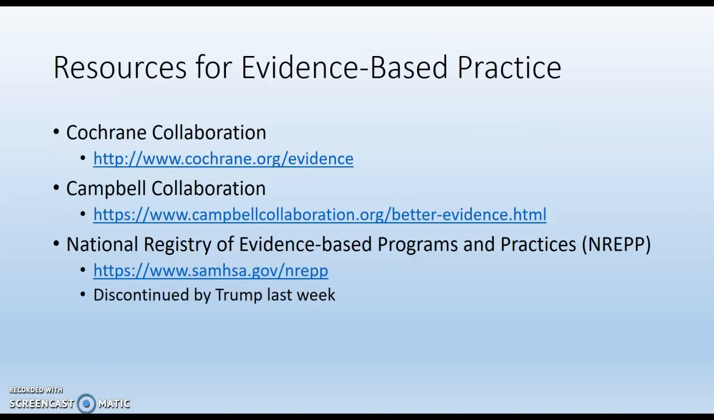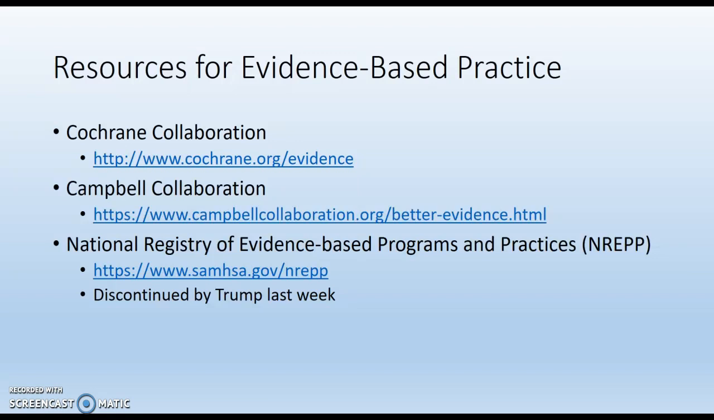Some good resources for evidence-based practice include the Cochrane collaboration and the Campbell collaboration. If you are interested in a specific therapeutic technique, or a specific social problem, those resources, as well as NREP, will be able to give you a good amount of information on what is known for different interventions for that particular problem.